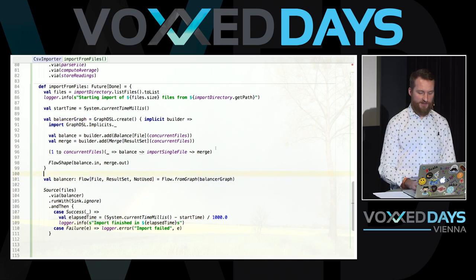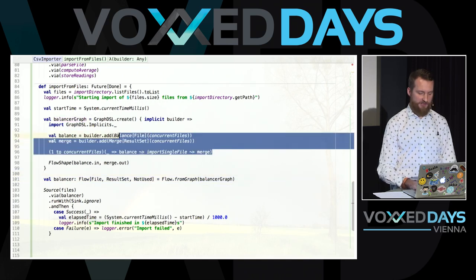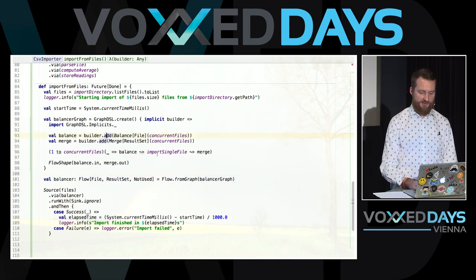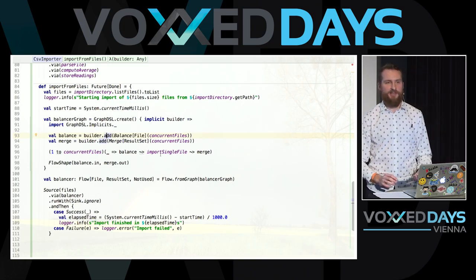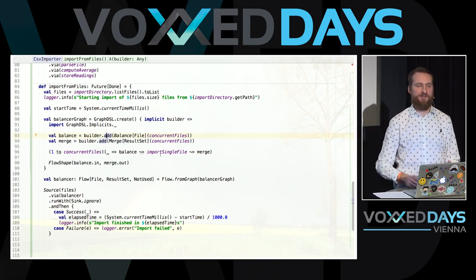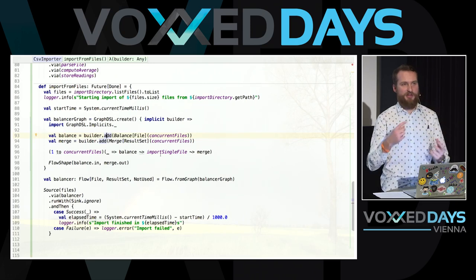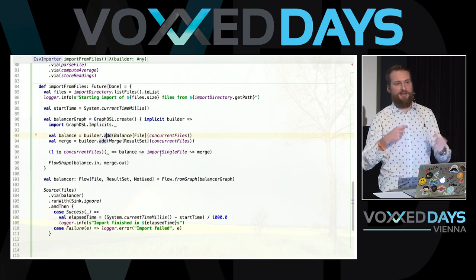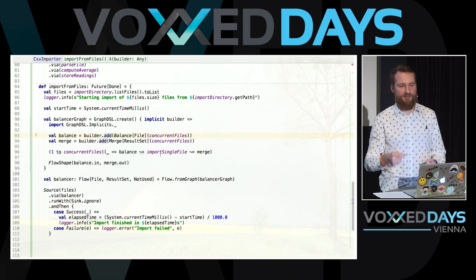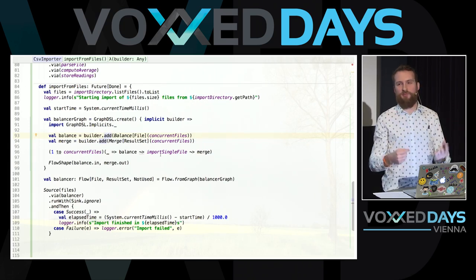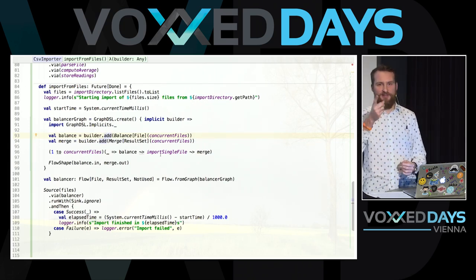Now, all the connections between the stages are not verified at compile time, but they would be verified at runtime. So when the graph is actually built and materialized, the materializer is going to check whether the number of inputs and outputs matches, and if not, there will be an exception.